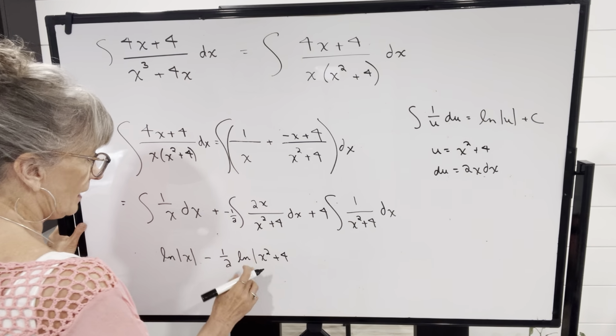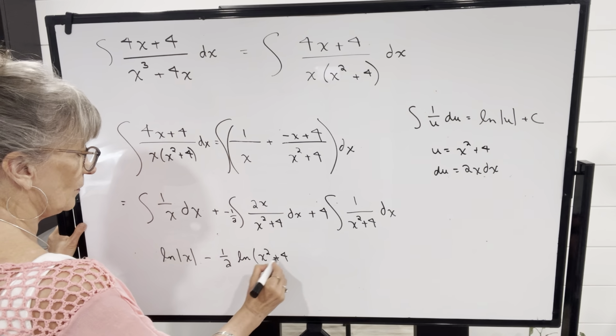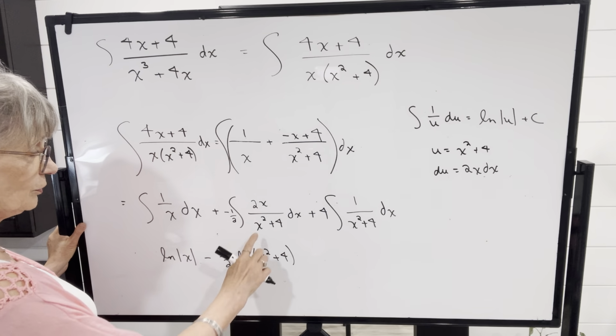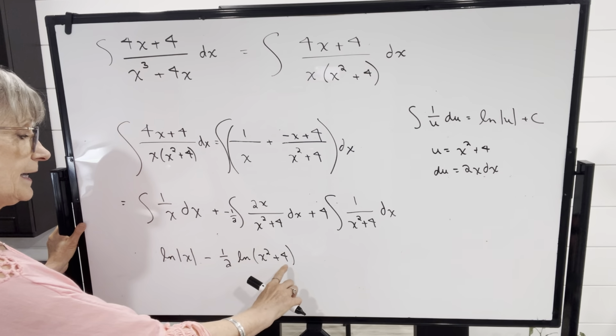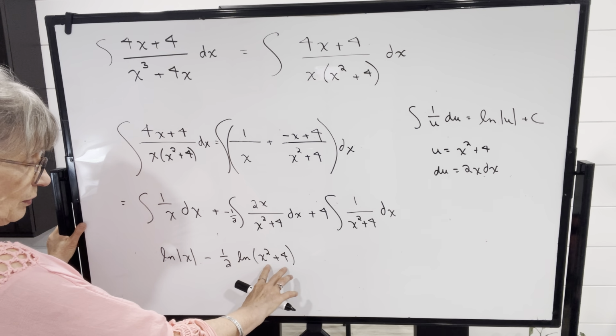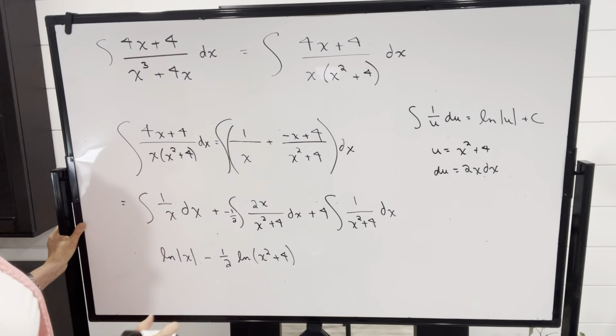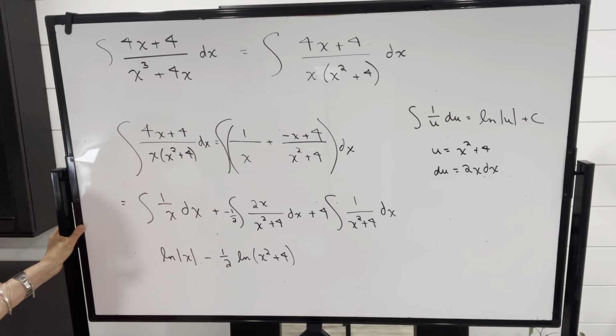Now in this case, I could put the absolute value signs, or I don't actually need to, because x squared will always be positive, and adding 4 to a positive number will still be positive. So you may or may not see the absolute value signs in a situation like that.